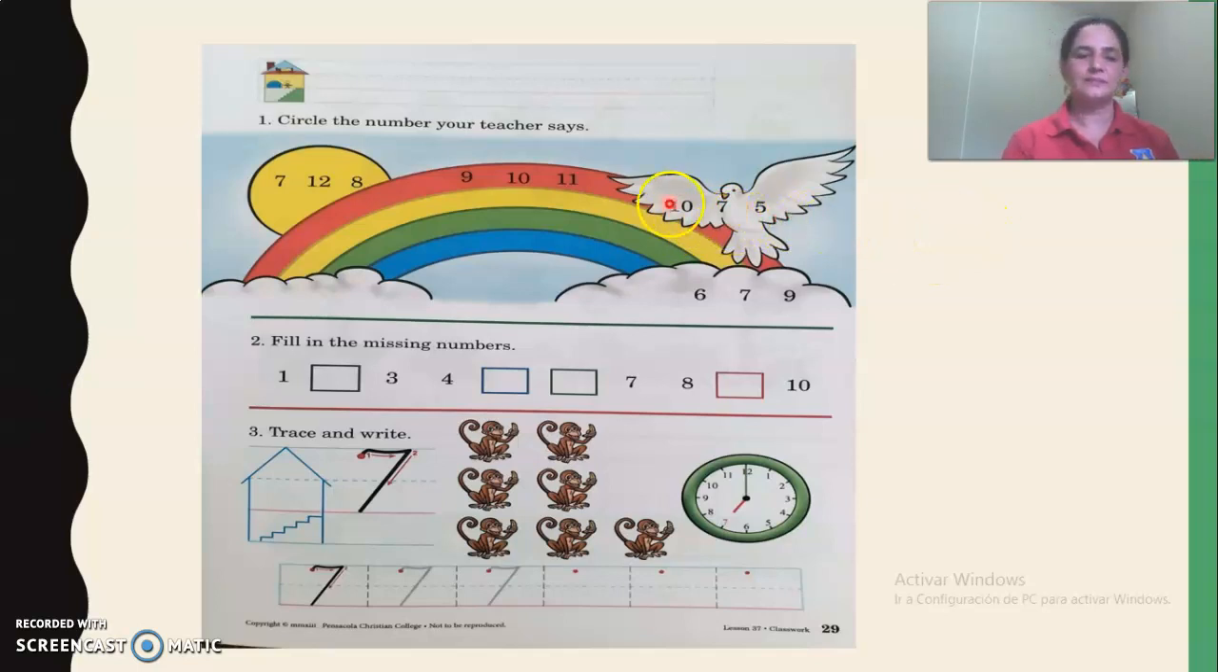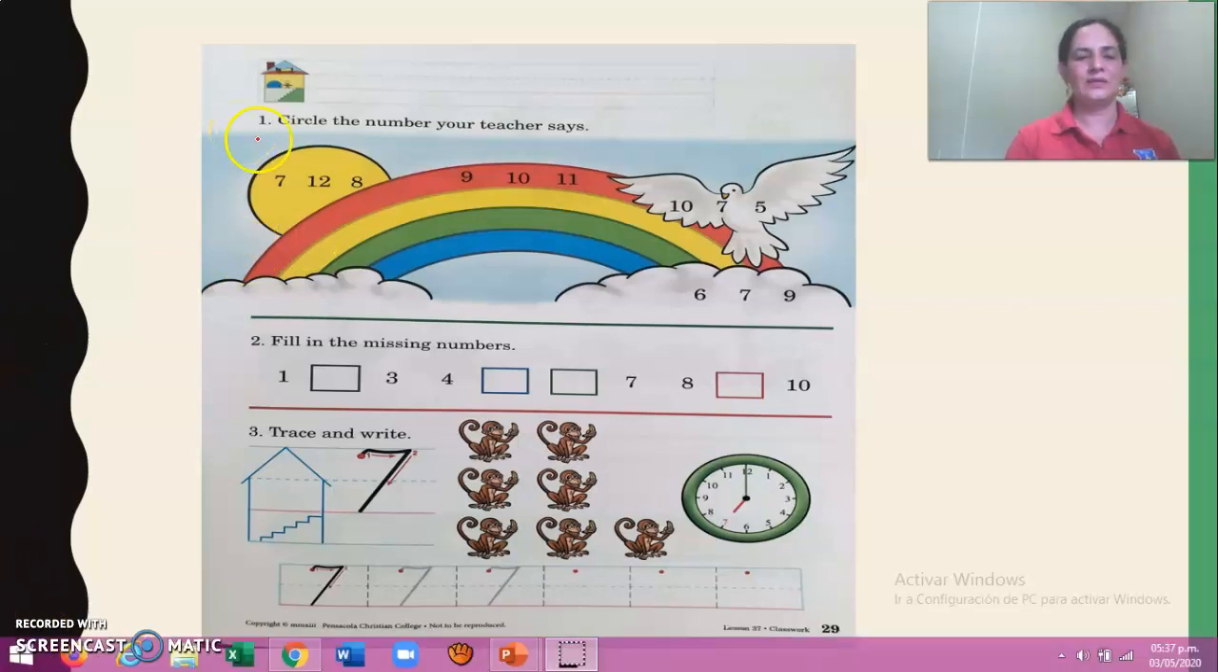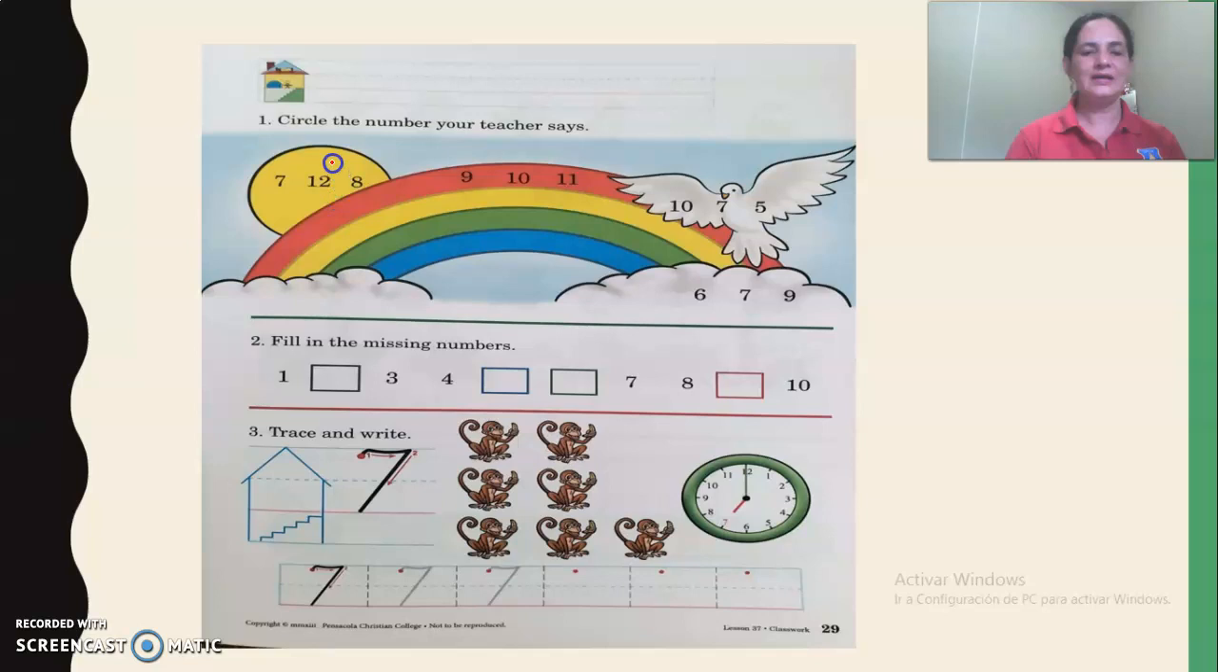Alright. We are going to circle in the sun the number 12. Which is the number 12 in the sun? Okay, where is the number 12? Is this number 12? No. Is this number 12? Yes. This is the number 12. 1 and 2, 12.